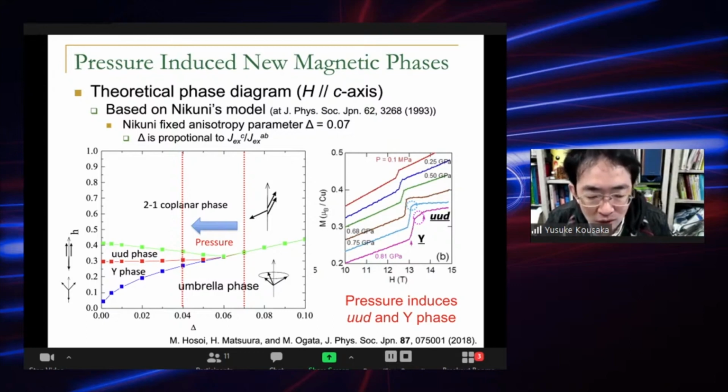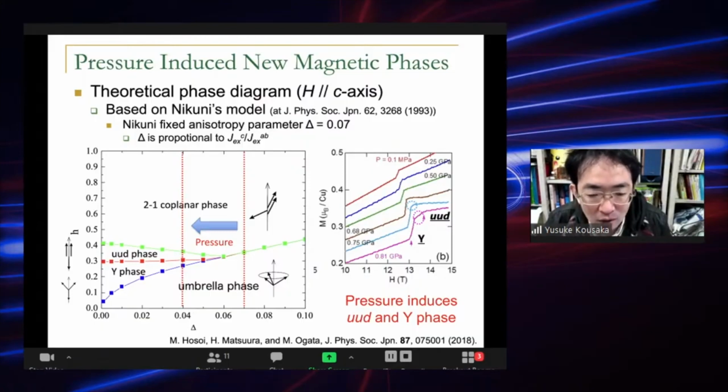Without pressure, it only has the two phases, the umbrella phase and the 2-1 coplanar phase. But with applying pressure, it shows the up-up-down phase and the Y phase between the conventional two phases. At least the appearance of the up-up-down phase is very consistent with the magnetization result.